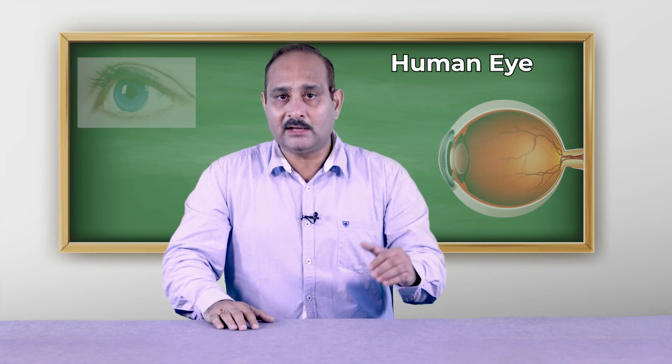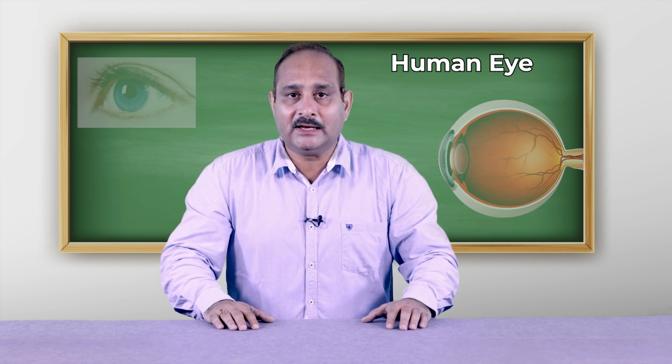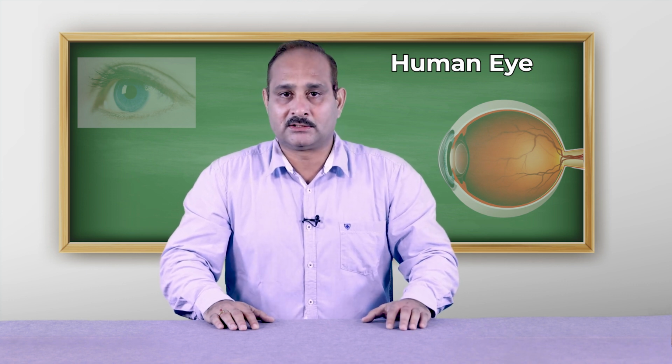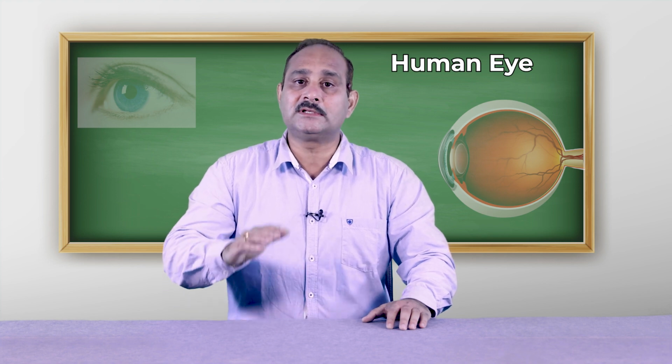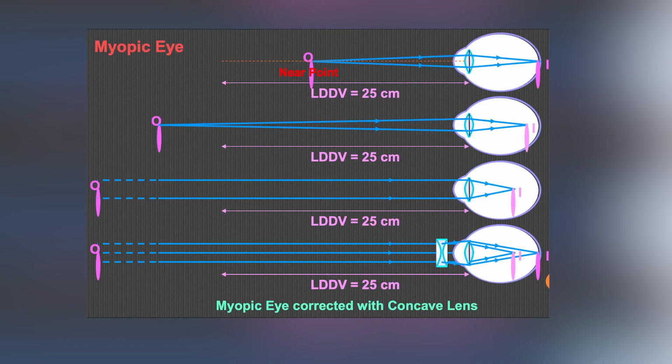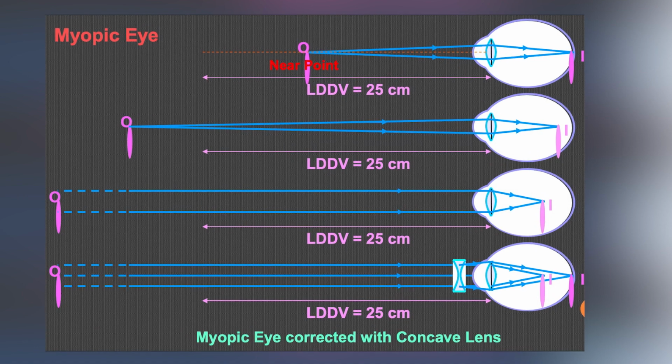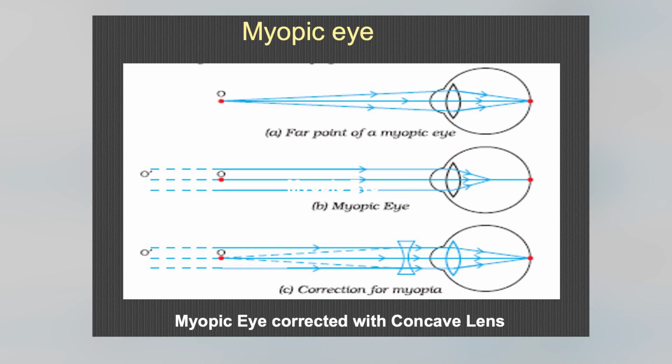Now, think what kind of lens we will use for its correction. Students, myopia can be corrected by using a concave lens of suitable power. Let us see an example based on myopia.